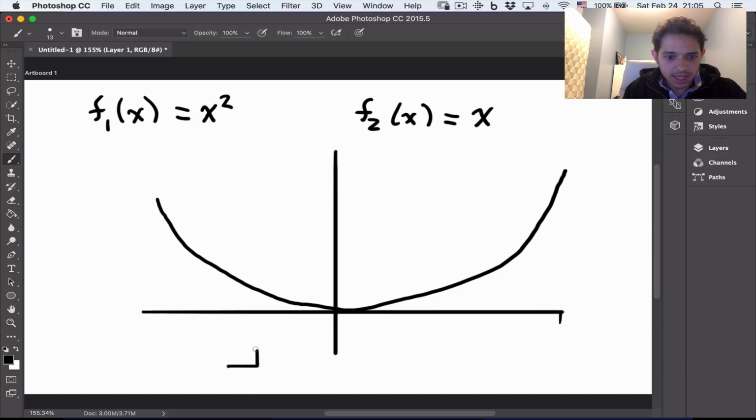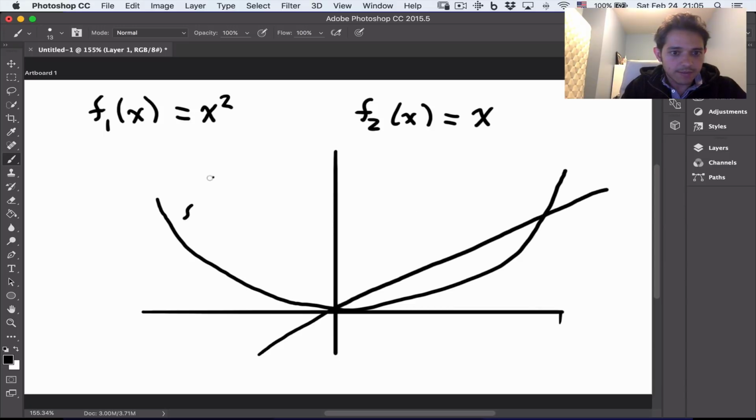is going to be a linear function that goes through the origin as follows. Okay, so if we label this, we have f1, which is the quadratic function x squared, and then we have f2.